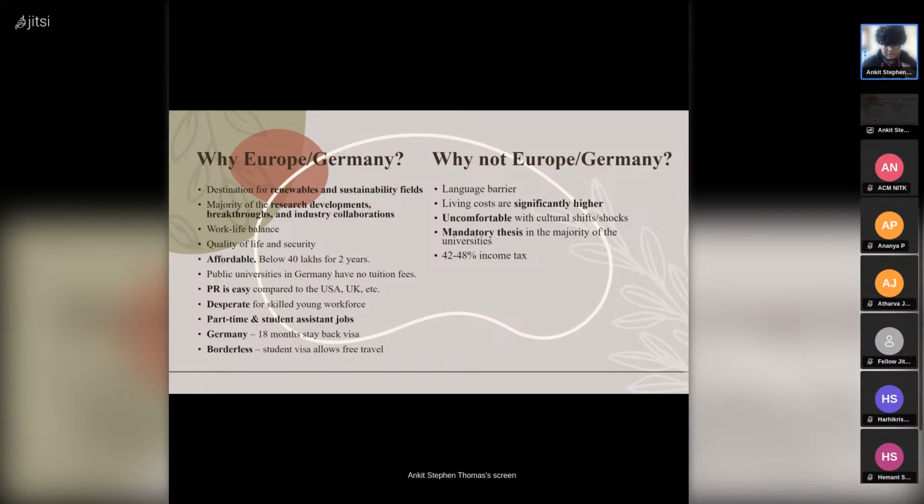For Germany, there's one mandatory thing: you need to pursue a thesis program. So if you're someone who's not interested in research, I wouldn't suggest this, because this thesis has around 30 credits, 30 ECTS points, and you can't graduate without completing that thesis. And then there's high income tax in Germany, around 42 to 48%, depending on the salary that you earn.